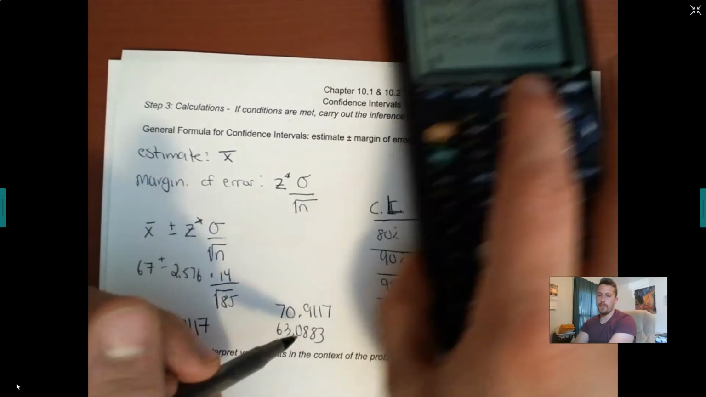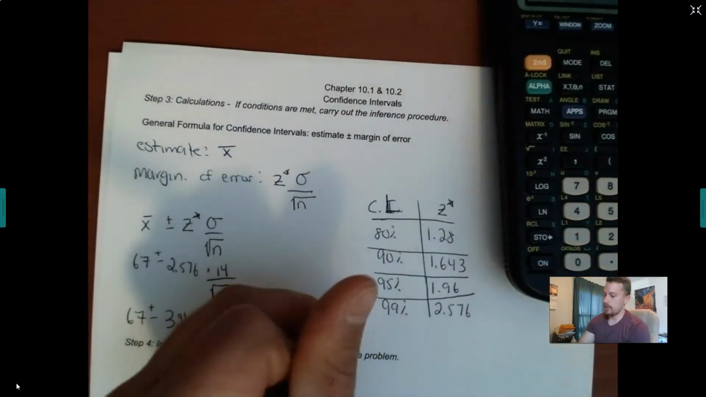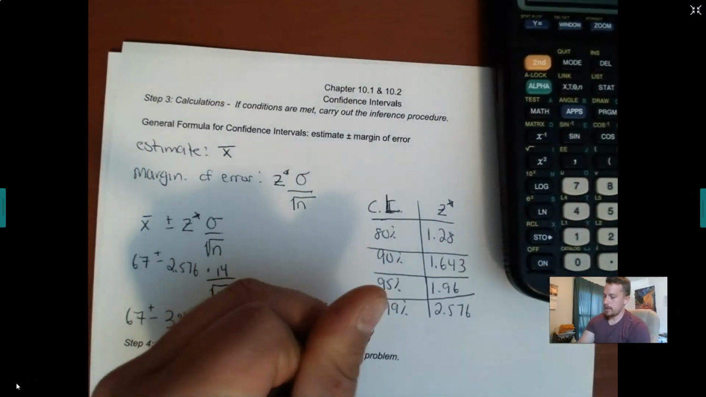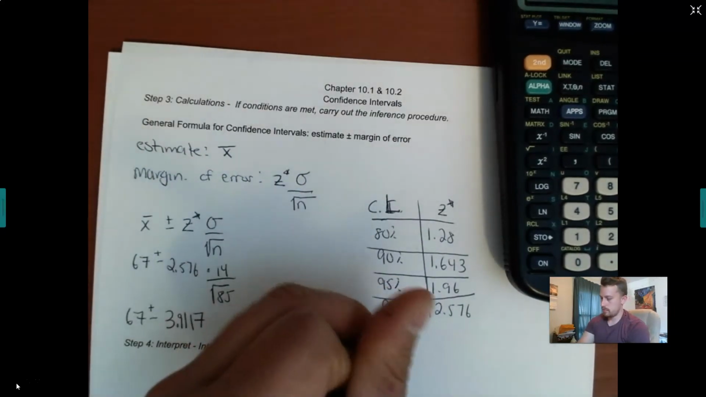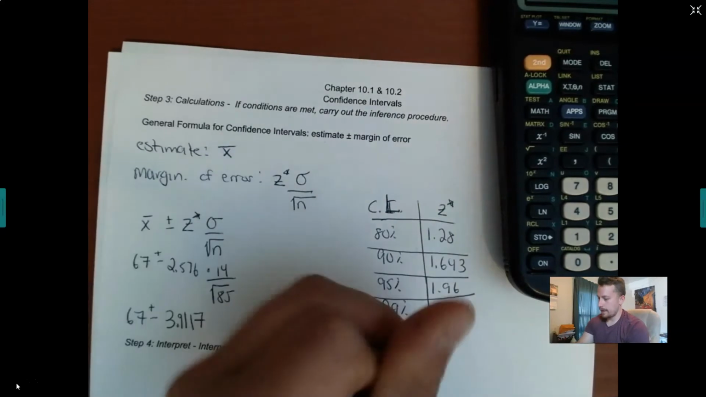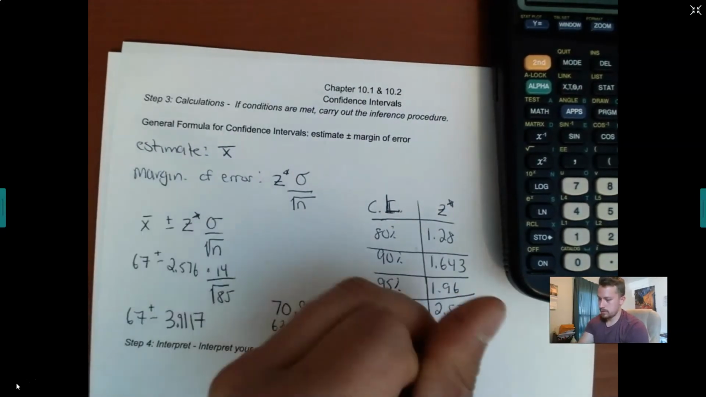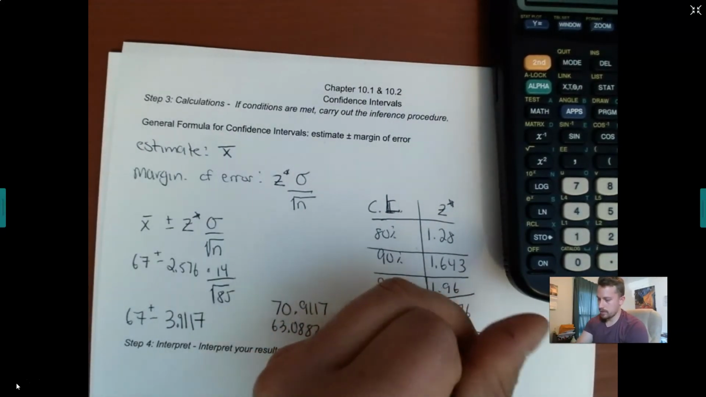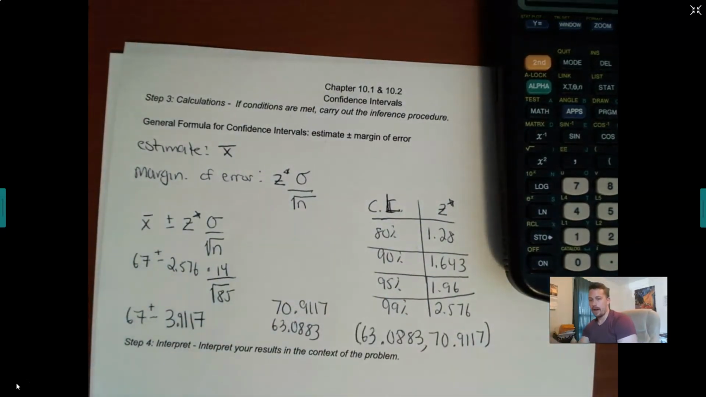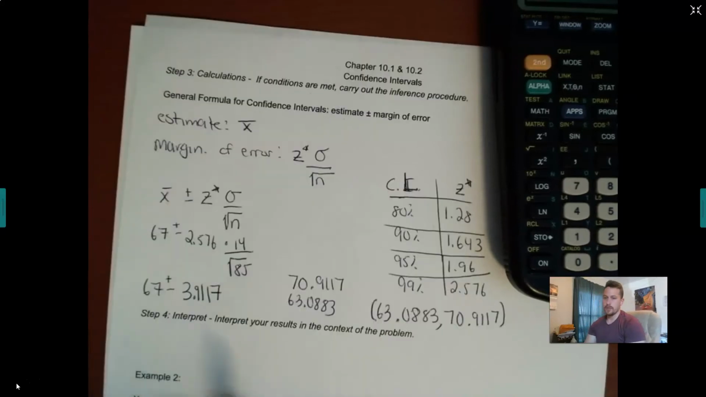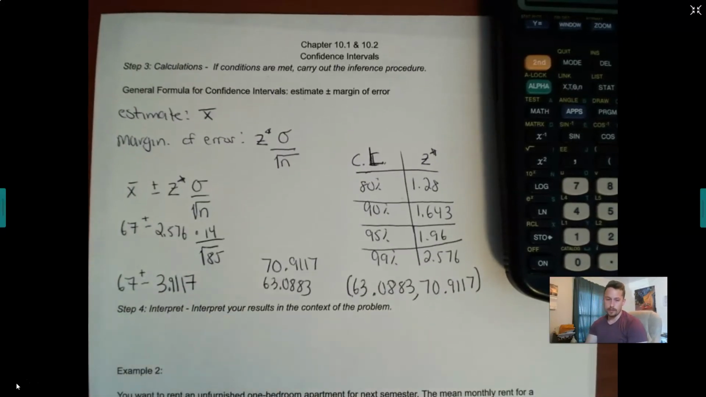63.0883. Now the way we write this answer is we have the lower number as the first number in the parentheses, and the higher number, which is like an upper limit, is the second number after a comma. So this is how we would write our answer. Now, this means nothing if you don't know how to interpret it. So let's do step 4, interpret your results.